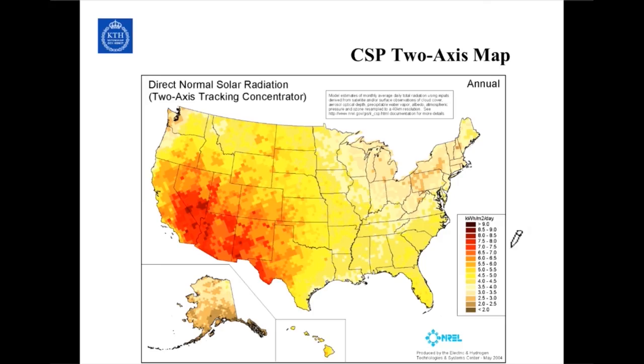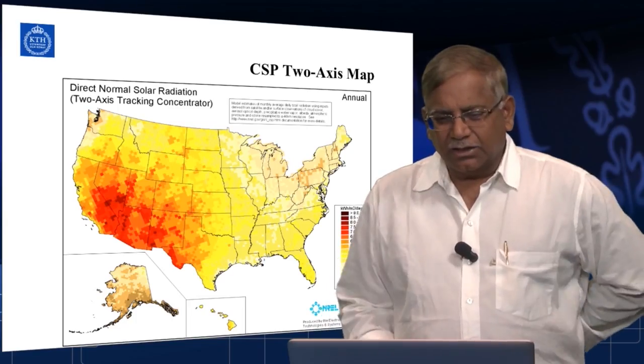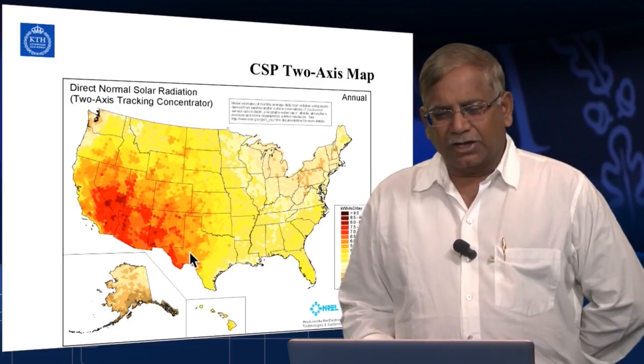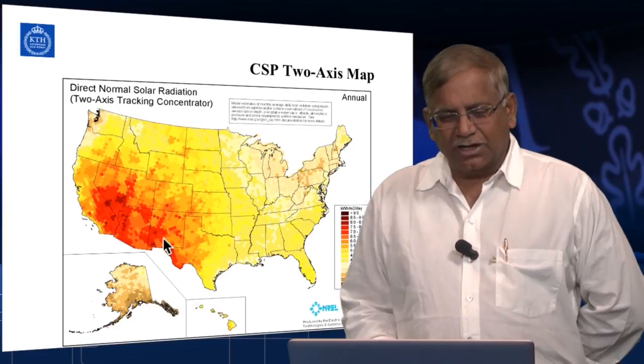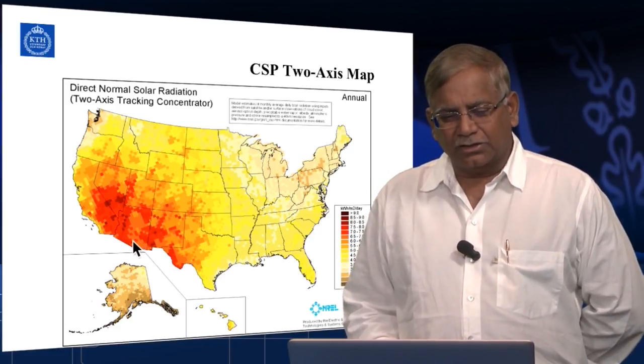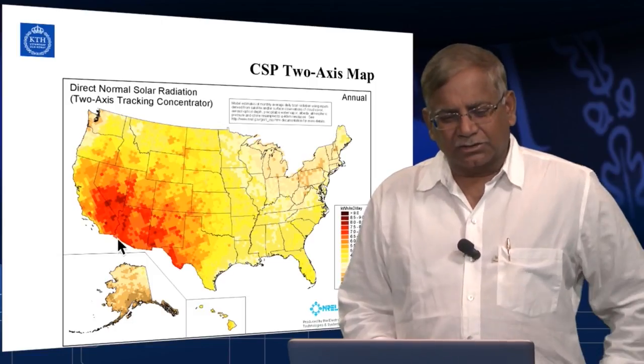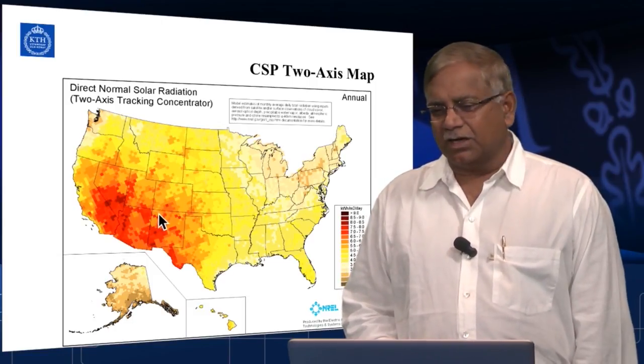So this will give you roughly an idea of insolation, how much solar radiation can be collected and where it can be collected, and how it is useful in calculating the levelized cost of energy.